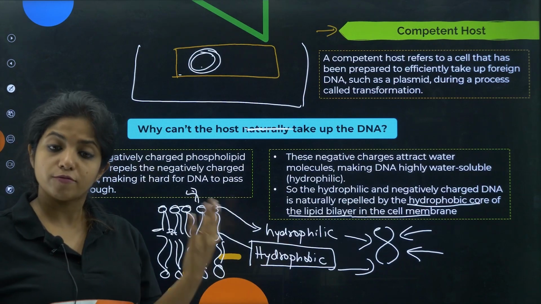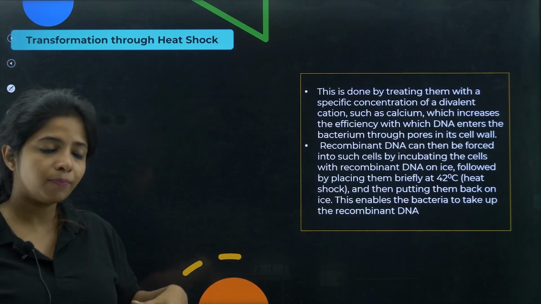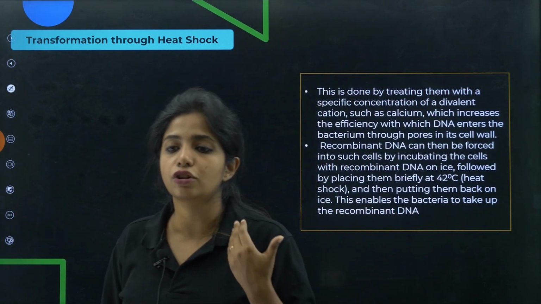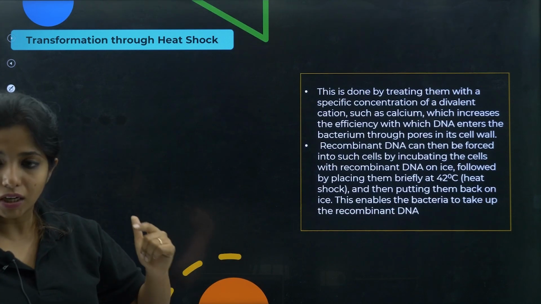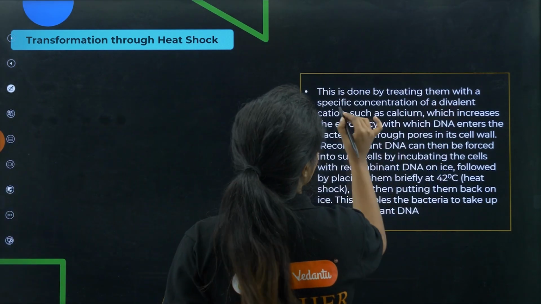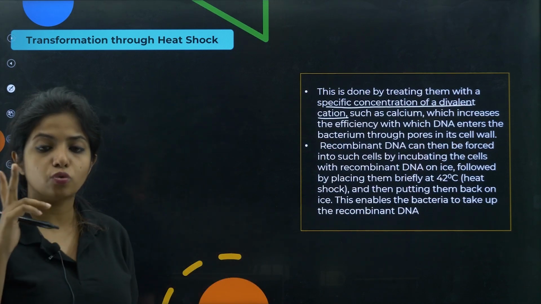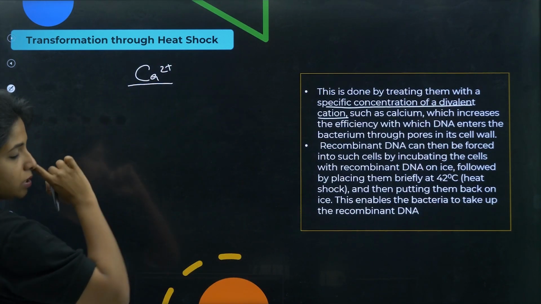So ma'am, what is the option that we are having? The option that we are having is different for different organisms. Usually bacterial cells undergo a mechanism that is known as heat shock. What do you call it? Heat shock. So for that, what is done? Let's see that. This is done by treating them with a specific concentration of a divalent cation. Divalent as in it has two valency. Usually calcium, magnesium and similar ions are used.